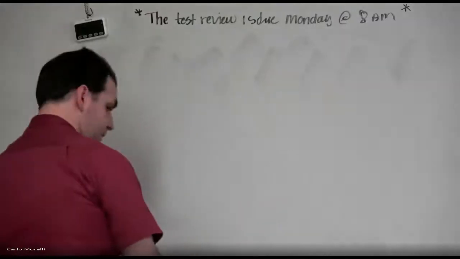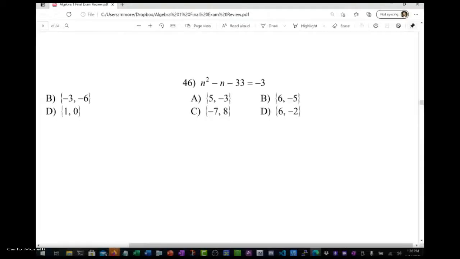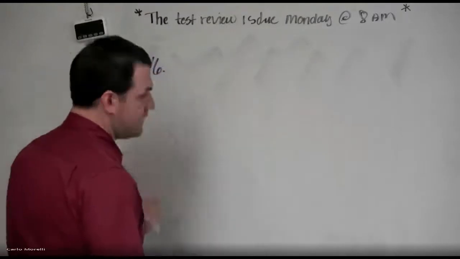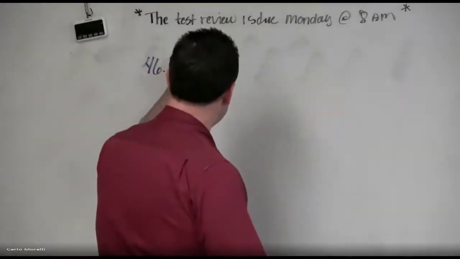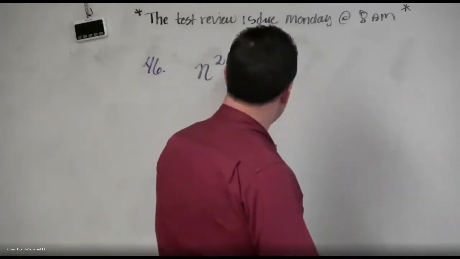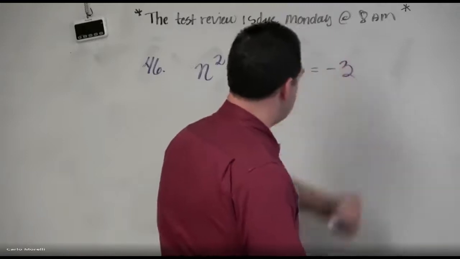Next up is number 46. n squared minus n minus 33 equals negative 3.